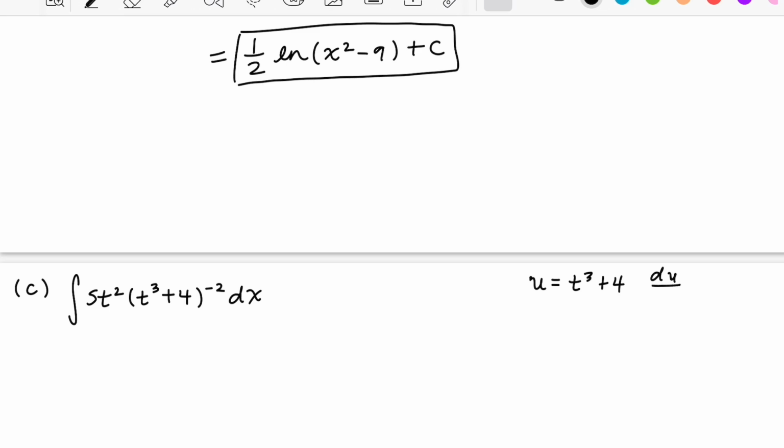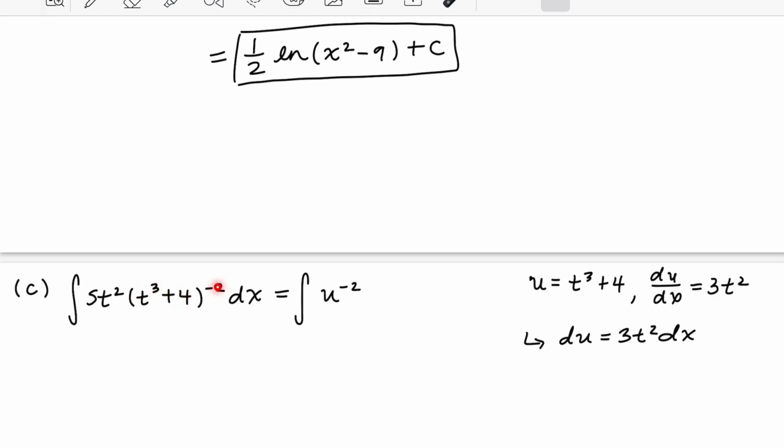This tells us du over dx is then going to be 3t squared. So then du is going to be 3t squared dx. Alright. So we know we can write this as u to the minus 2, right? Since this is equal to u to the minus 2 here. And then we're left with 5t squared dx, right? Because this guy can actually be rewritten as this here, right? This is the same thing. But du is equal to 3t squared dx, not 5t squared dx.